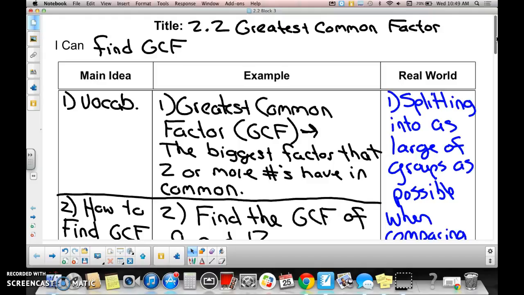We figure out how many even amount of groups we can make. How many groups can we make so that we have an even amount of teams for every group? So really, you find the greatest common factor.